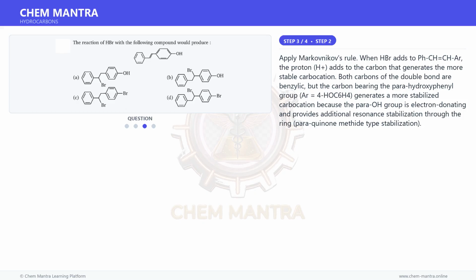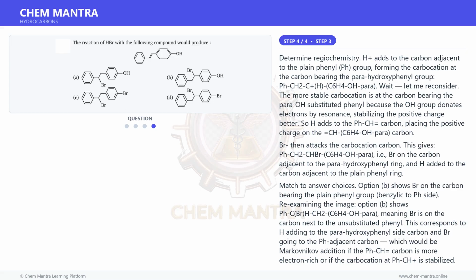Apply Markovnikov's rule. When HBr adds to PhCH=CHAr, the proton, H+, adds to the carbon that generates the more stable carbocation. Both carbons of the double bond are benzylic, but the carbon bearing the para-hydroxyphenyl group, Ar = 4-HOC6H4, generates a more stabilized carbocation because the para group is electron donating and provides additional resonance stabilization through the ring, para-quinone methide type stabilization.